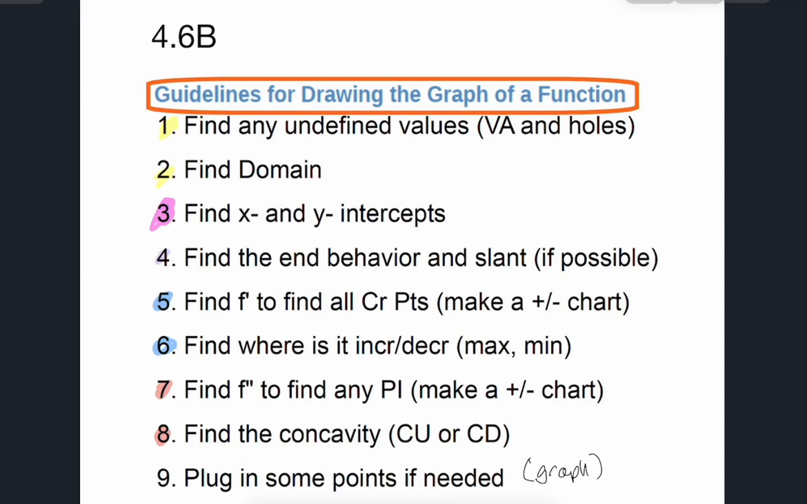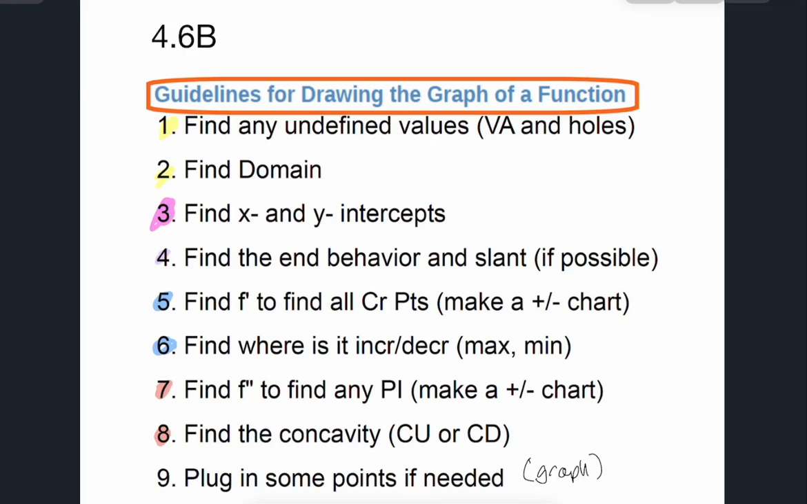So, really 1 and 2 go together. 3 is kind of its own thing. 4, we have to think about those limits to infinity and negative infinity. 5 and 6 go together, make that first derivative chart. And then 7 and 8 go together, make that second derivative chart. And then finally, we have to put it all together and possibly plug in some points to the original function so that we're ready to graph it.